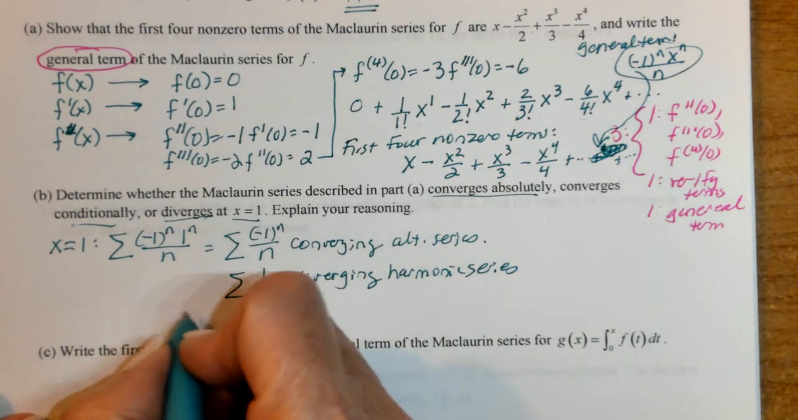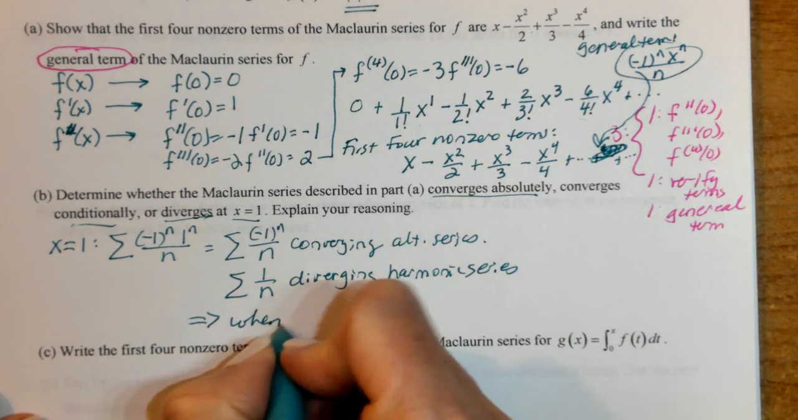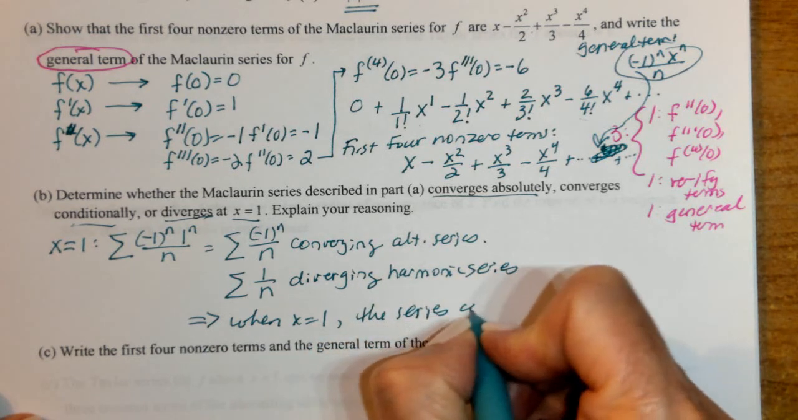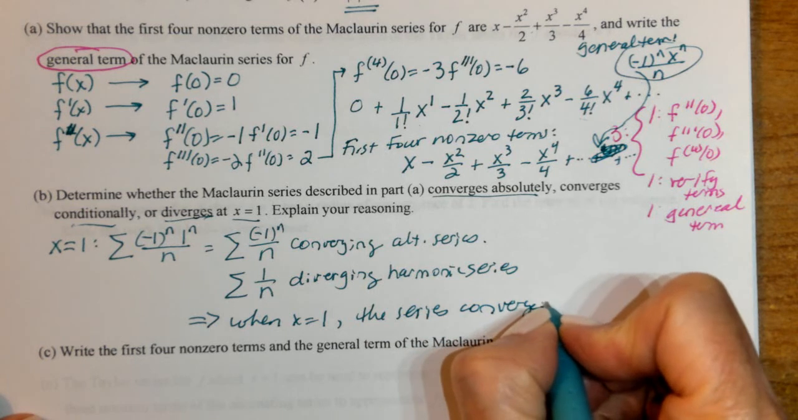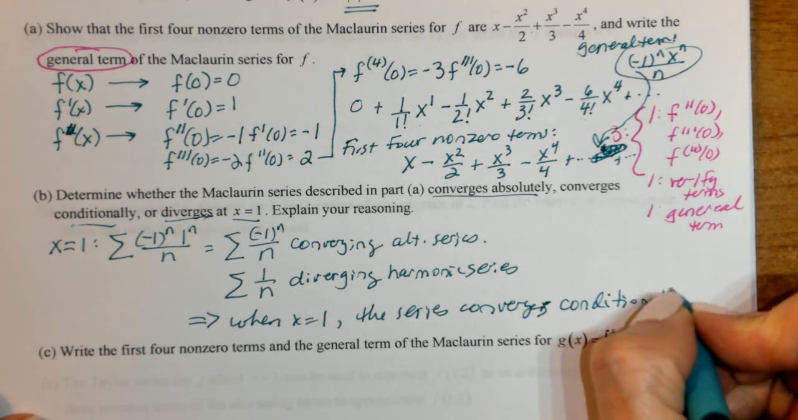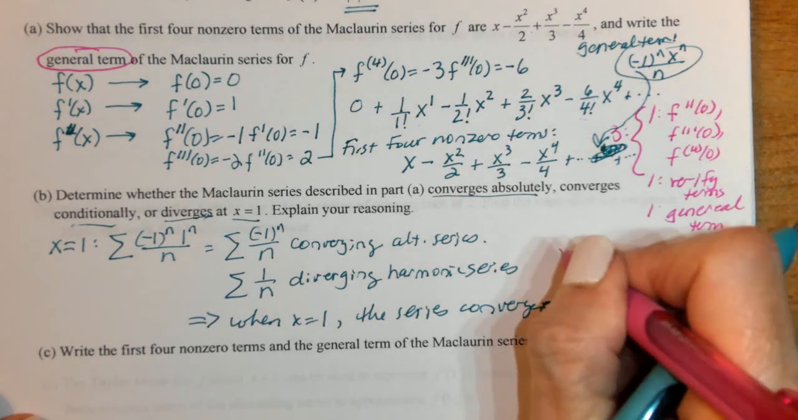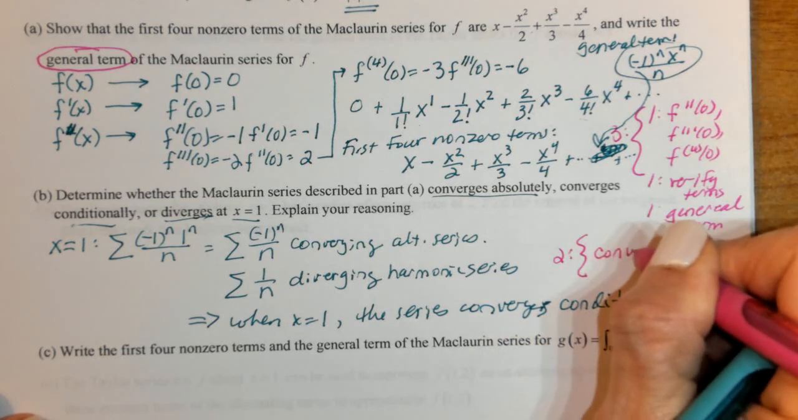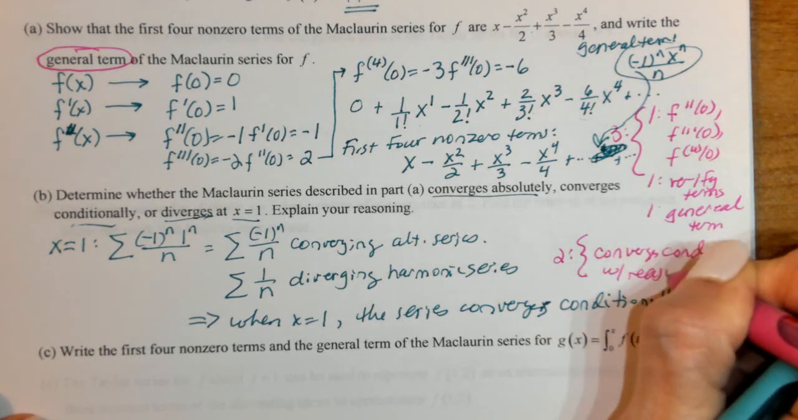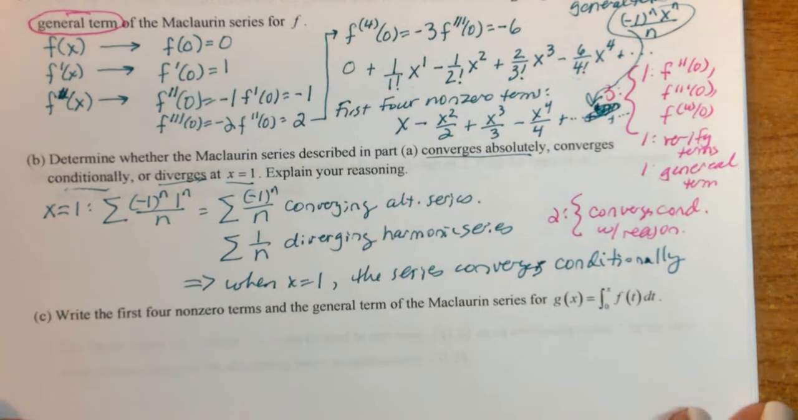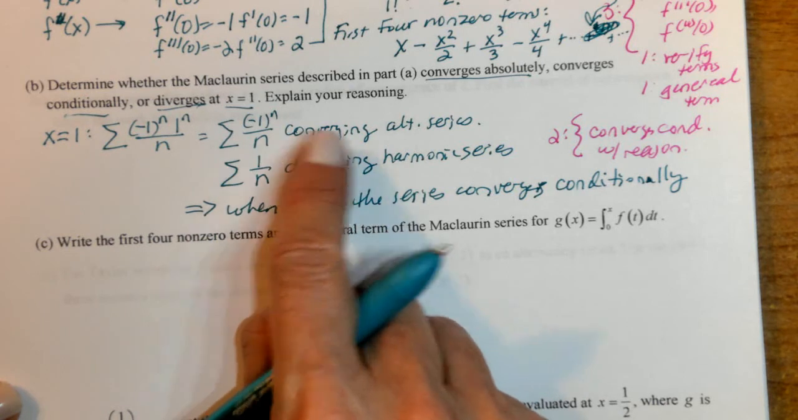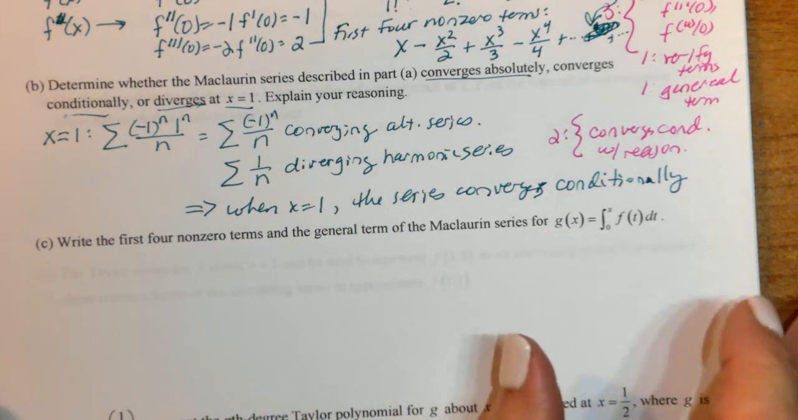So therefore, when x is 1, the series converges conditionally. That was worth 2 points for converges conditionally with a reason. So you have to give the reason. You have to say the reason. The non-alternating diverges, the alternating converges, so our series converges conditionally.